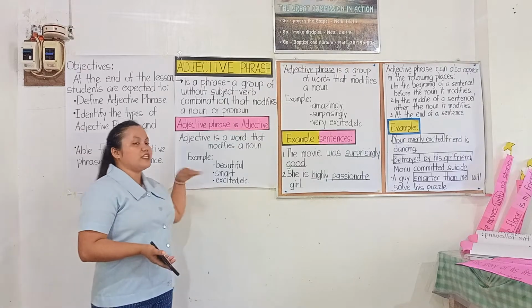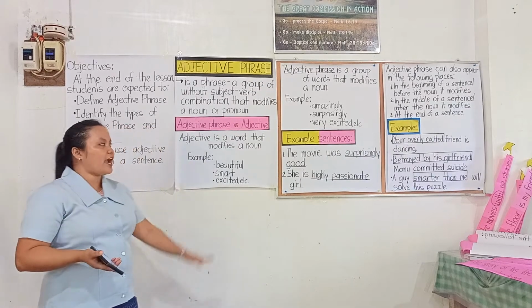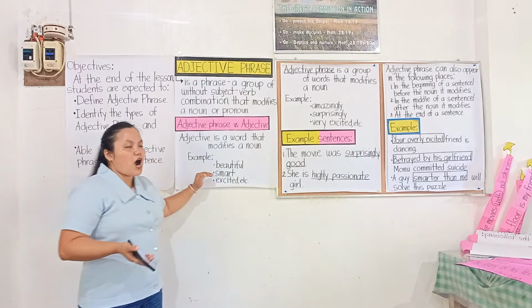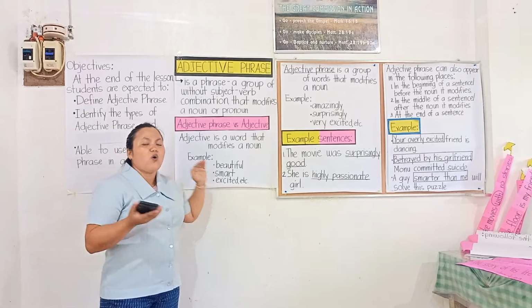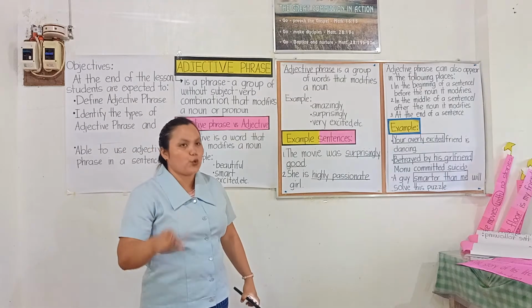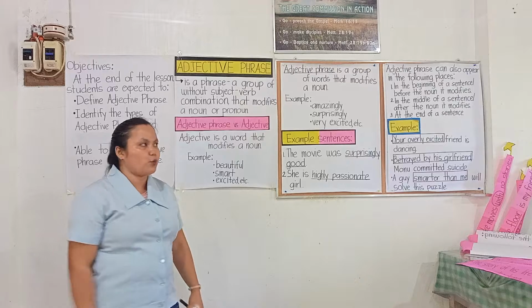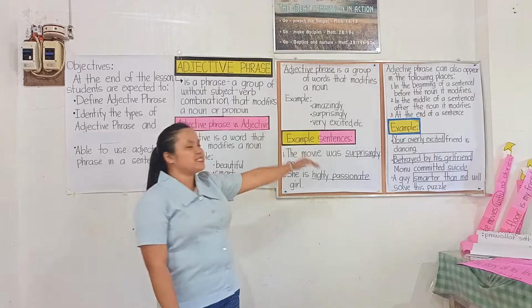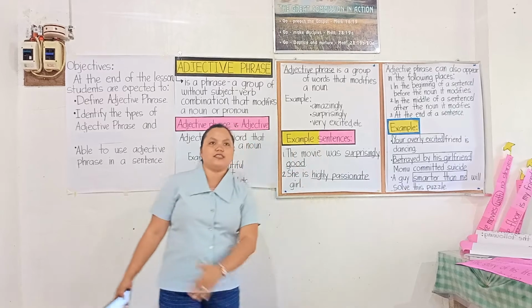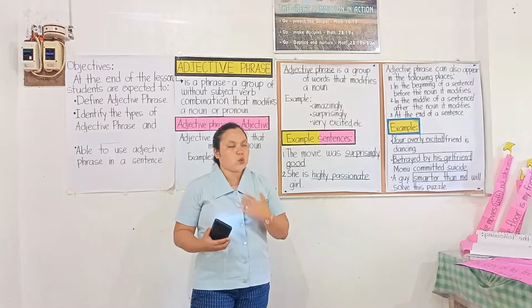So let's differentiate adjective phrase from adjective. So adjective is a word that modifies a noun. Example, beautiful, smart, excited. While an adjective phrase is a group of words that modifies a noun. Example, amazingly, surprisingly, very excited, very difficult.